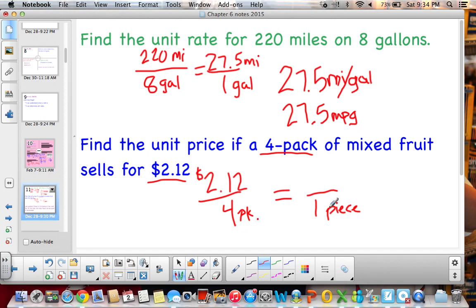So we take 2.12 and we divide it by 4 and we get 53 cents. So we would write it as 53 cents per piece of fruit. We'll make it make sense a little bit.